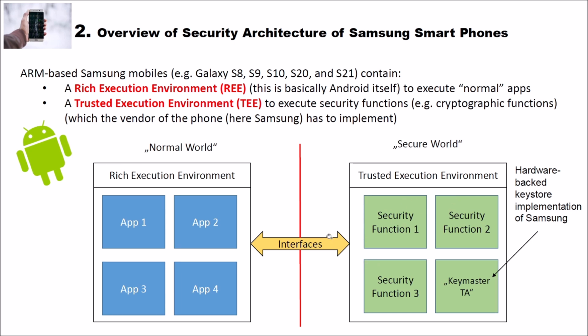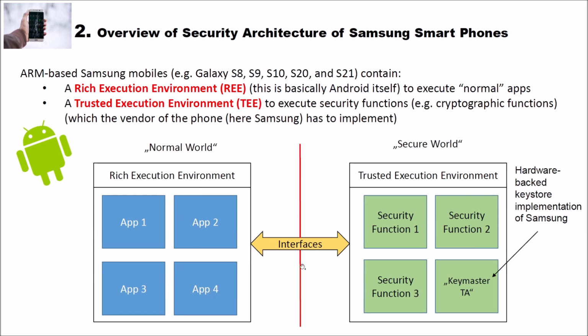And for us and for the attack, interesting is the so-called Keymaster TA. This is a hardware-backed keystore implementation of Samsung that is running in the secure world. And now when the normal world wants to use cryptographic functions, wants to generate a key, store a key, and so on, it uses an interface to the secure world to talk to the keymaster. The keymaster then performs the security operations and returns the results to the normal world.